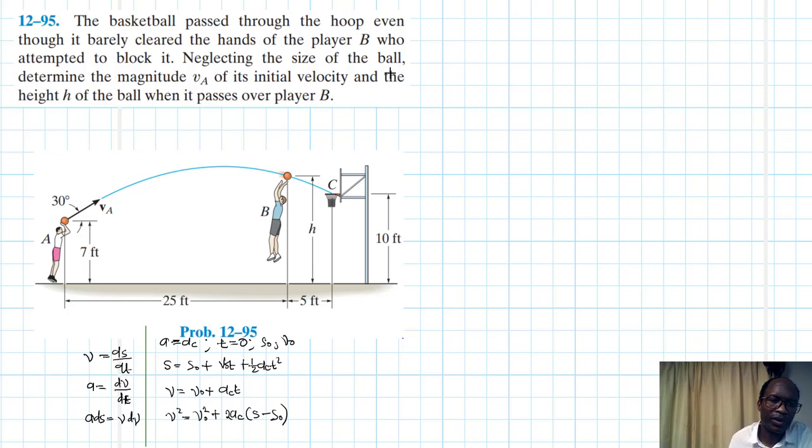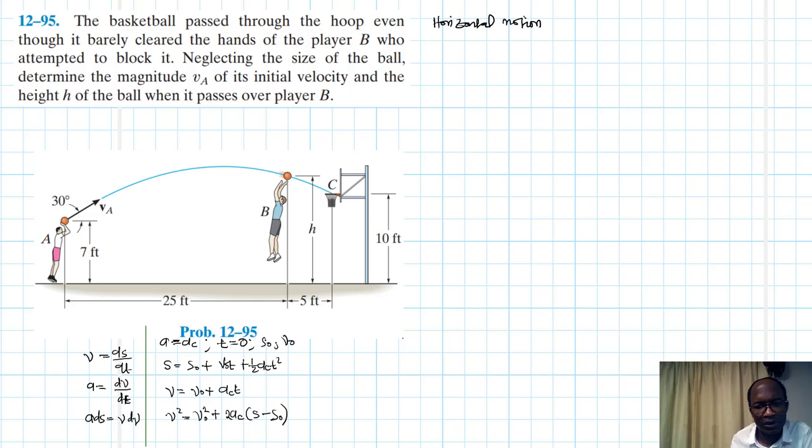Alright, so what do we have here? We have horizontal and vertical motion that we need to separate, and then use those equations to solve for the unknowns. We want to find VA, and later on find h. So let's start with the horizontal motion.